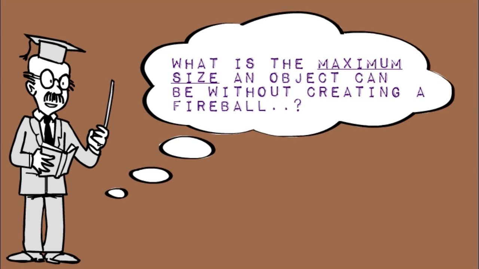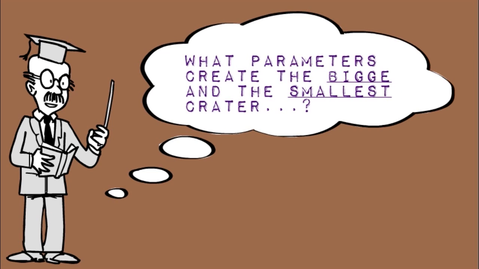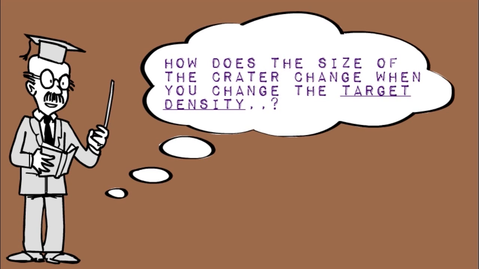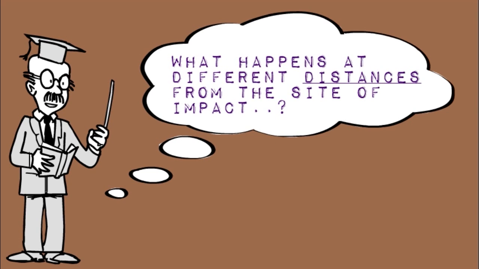What is the maximum size an object can be without creating a fireball? What parameters create the biggest and the smallest crater? How does the size of the crater change when you change the target density? What happens at different distances from the site of impact?